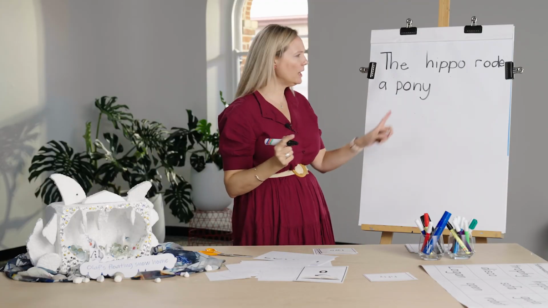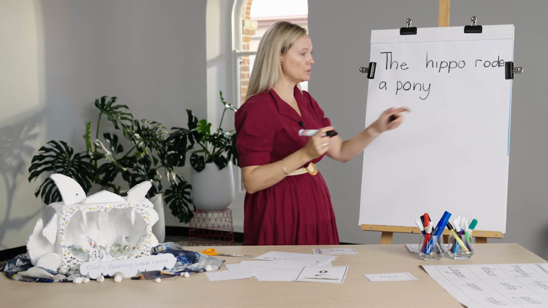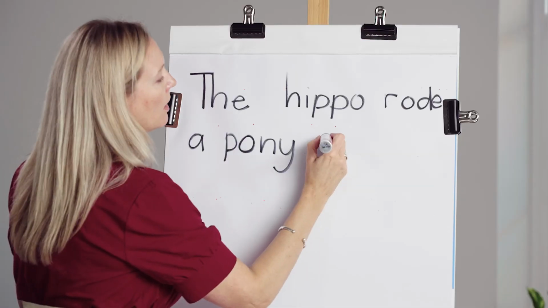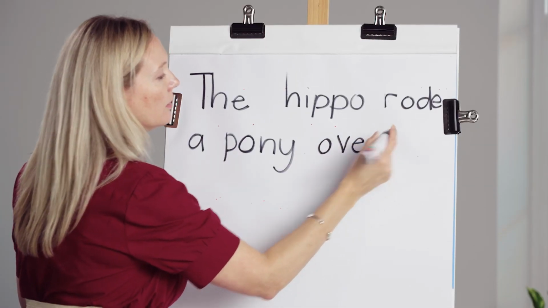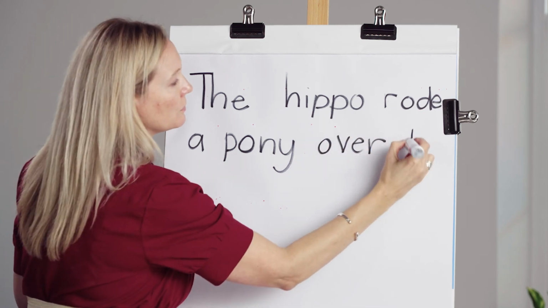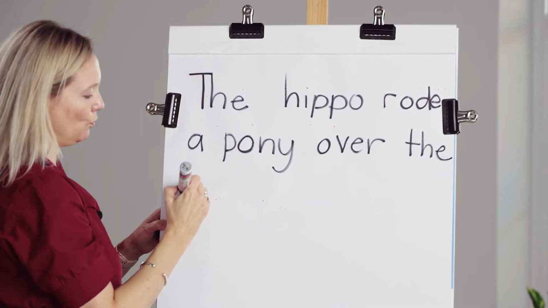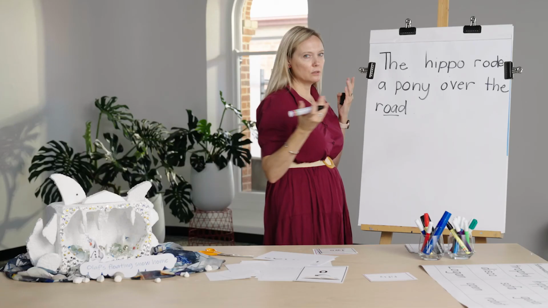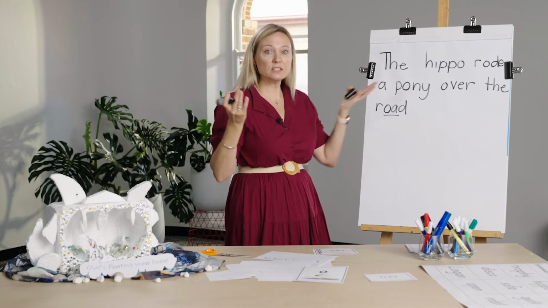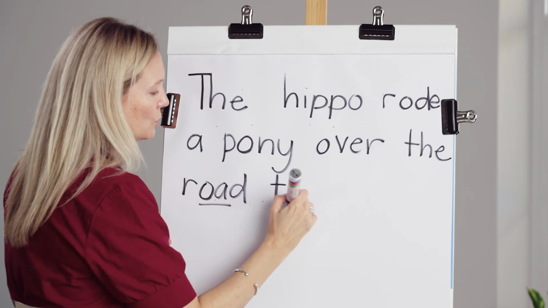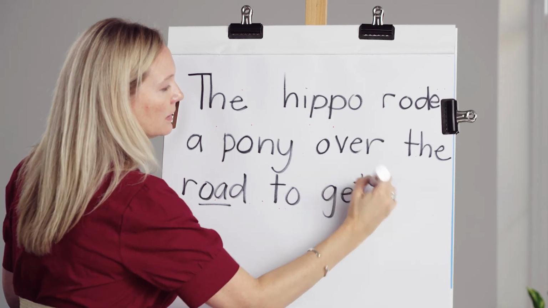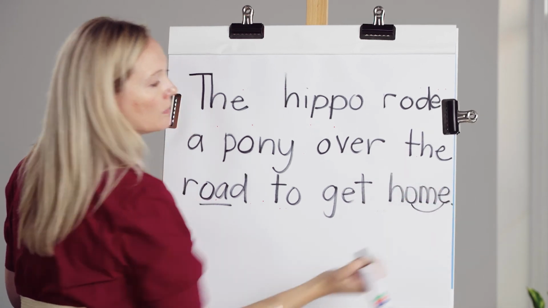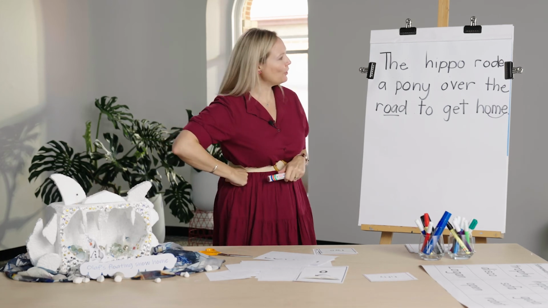Where did he ride this pony? Over the road. Over. O. Open syllable. Over. Over the road. The road. Road. To get where? To get home. To get. Home. How did you go?